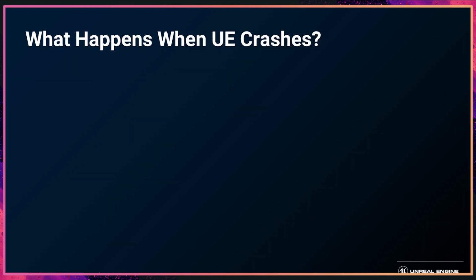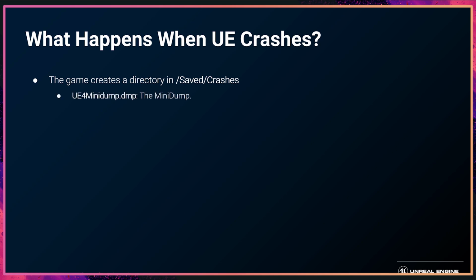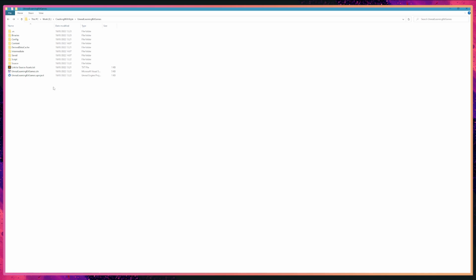So what happens when Unreal Engine crashes? The first thing that happens is that the crash handler within the engine, this is both editor and in packaged games, will catch it and create a directory in /Saved/Crashes. And this is in relation to where the project itself is, or the game executable. And it will create the mini dump and the crash context runtime XML for additional info, and lastly the log for the session.